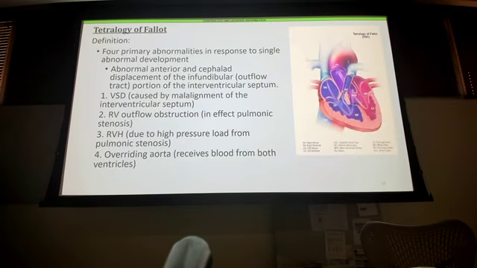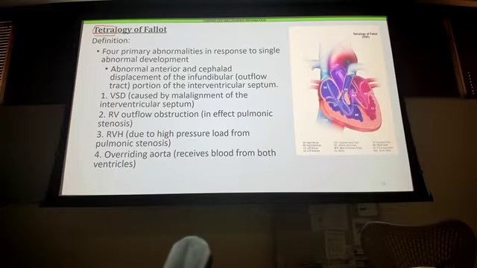So what exactly is tetralogy of Fallot? Well, if you know your Latin, tetra is 4. So that means there's 4 things wrong in tetralogy of Fallot. And ultimately, all 4 of these things are present because of one problem.